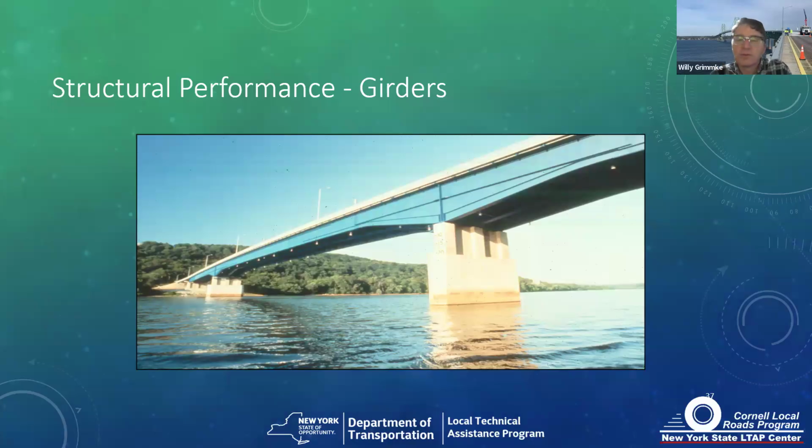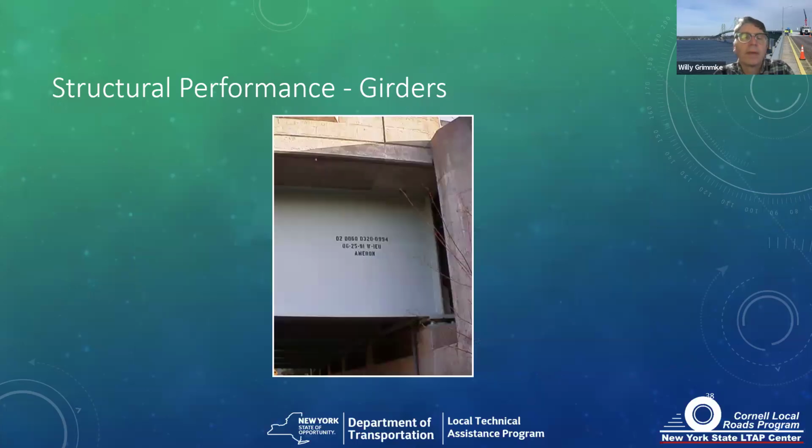So, structural performance of girders. This is a multi-span, multi-girder bridge, and this is a continuous span. So over top of that pier, there's a significant negative moment. And that may have been one of the factors that drove having a much deeper girder over that pier to resist that negative moment.